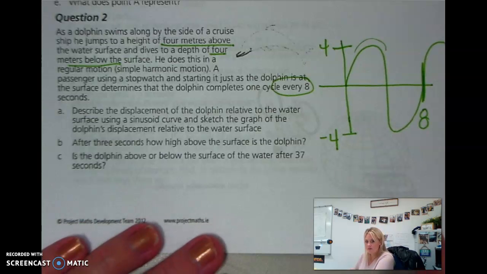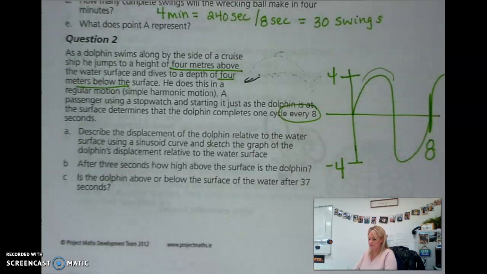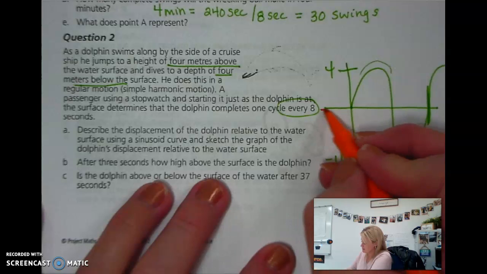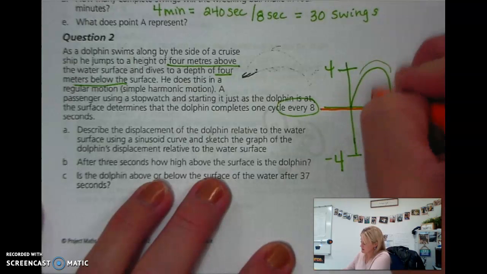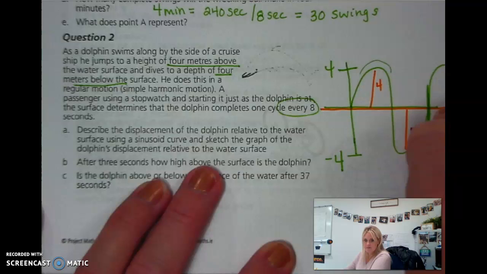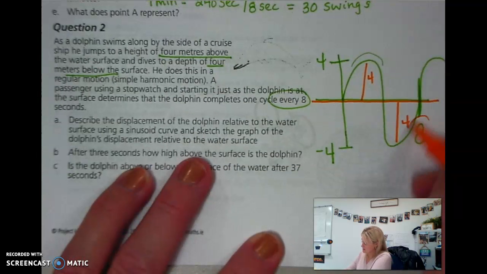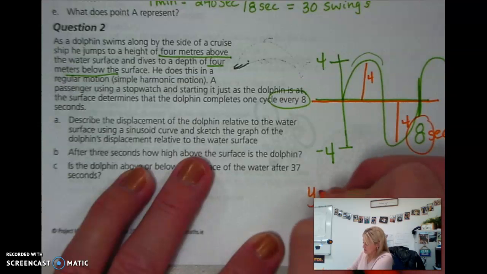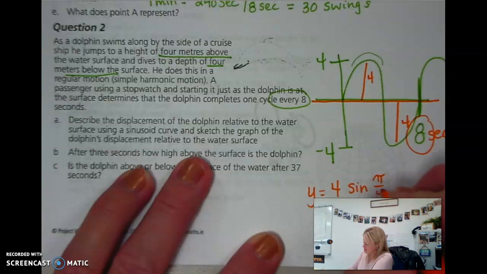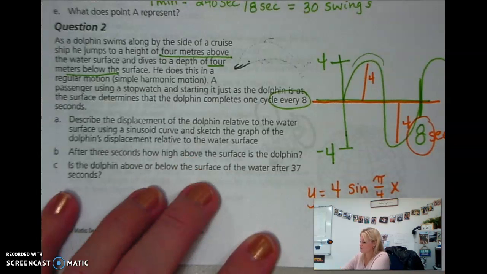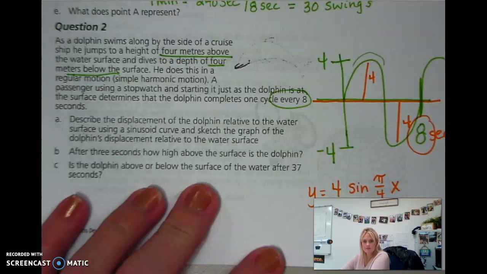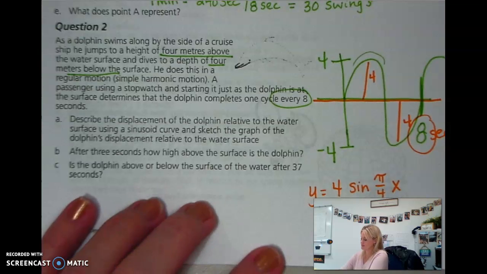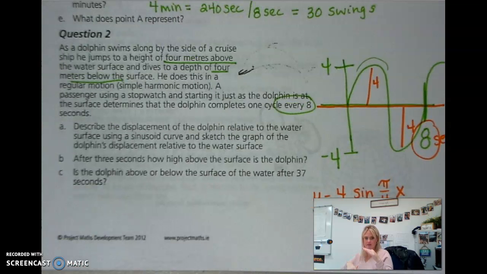Alright, if you come up with the graph, then you should be able to come up with the equation. My midline did not shift. It has an amplitude of 4. My period is done in 8 seconds, and it is the sine wave. It actually ends up being exactly the same equation as what it was in number 1 because we have the same period and we have the same amplitude.